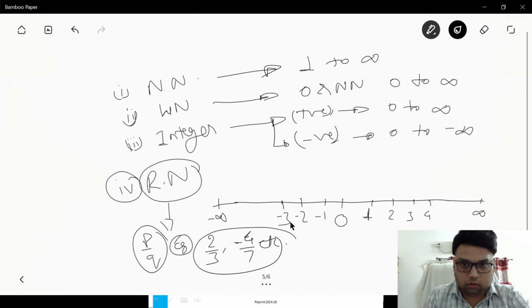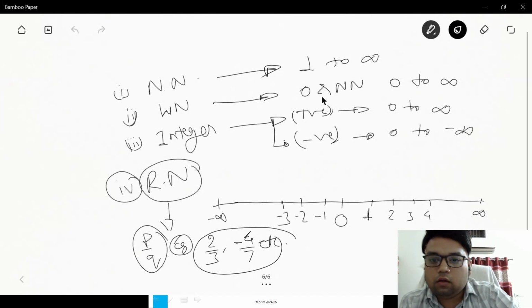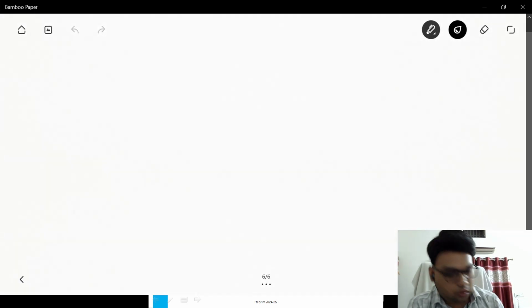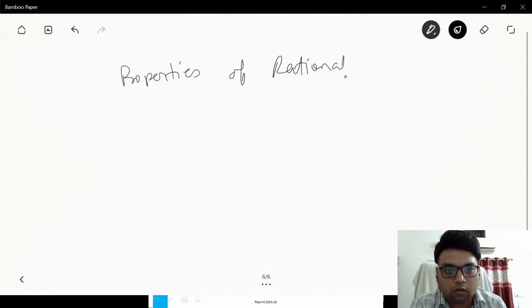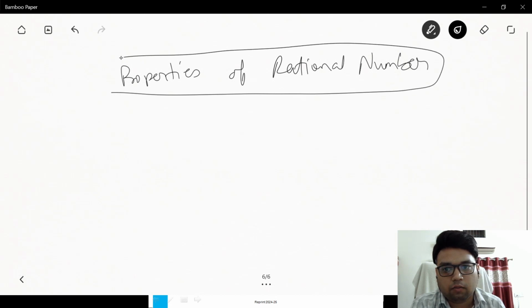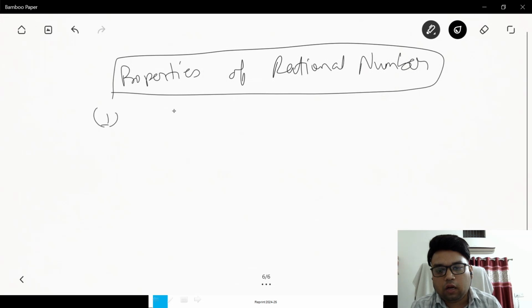So, going to the next page. Properties of rational number. There are basically seven properties of rational number. Many of them are important and some are less important. Let us learn every property one by one, because in your exam it might be possible that your teacher asks what that property is. So you have to learn every property.